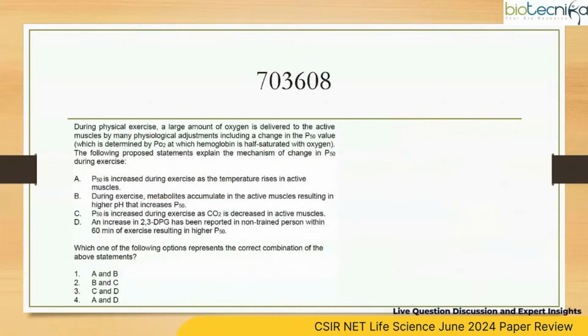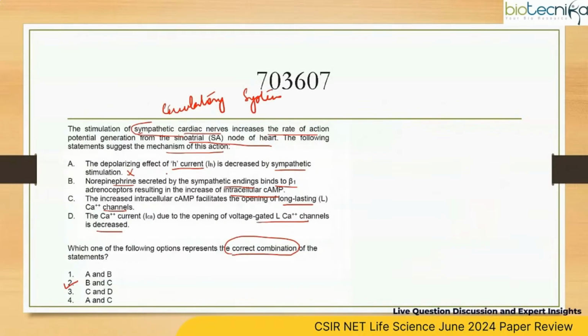And what is C? Let us see. Statement C says the increased intracellular cyclic AMP facilitates the opening of long-lasting calcium channels. Yes, because norepinephrine is entering, cyclic AMP will increase, and this increase will further help in the opening of L calcium channels. First the slow sodium channels open and IF currents are generated, then the T-type calcium channels open, then the L-type calcium channels open. So when cyclic AMP increases, it further helps in the opening of long-lasting calcium channels.